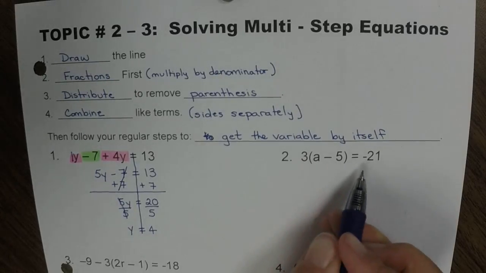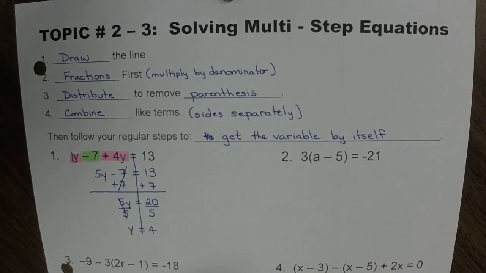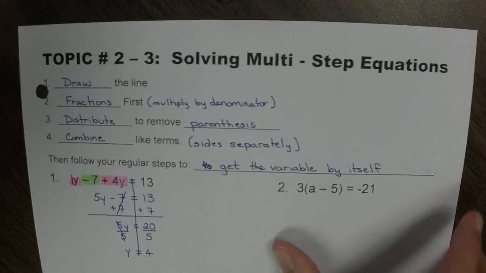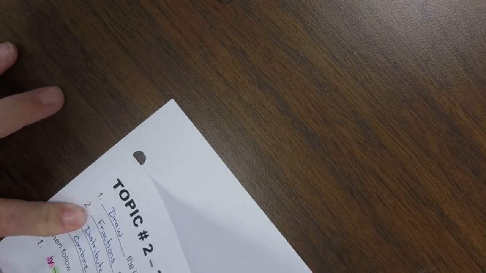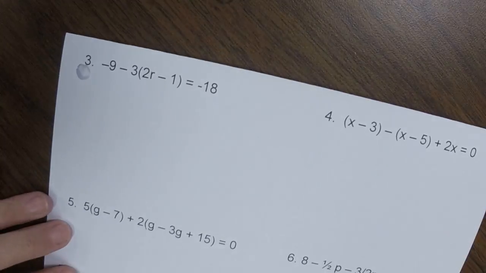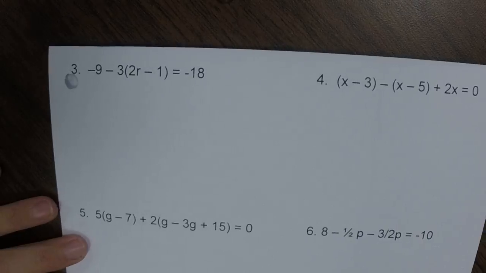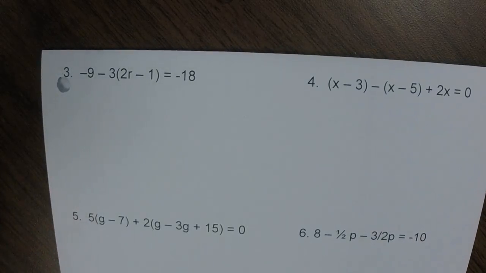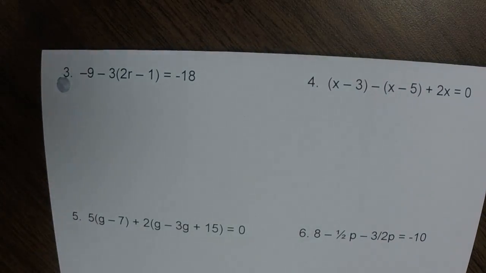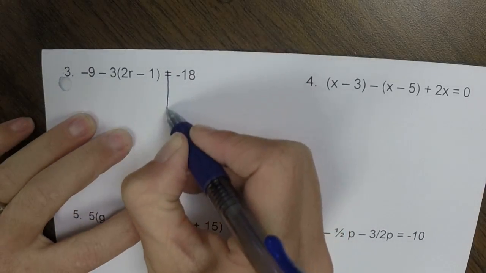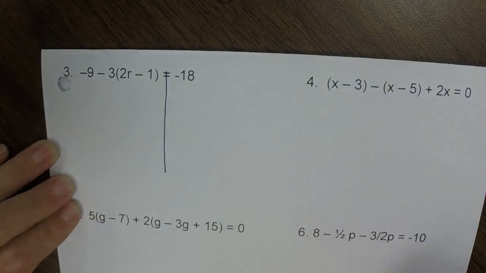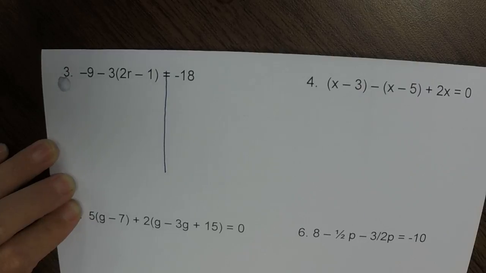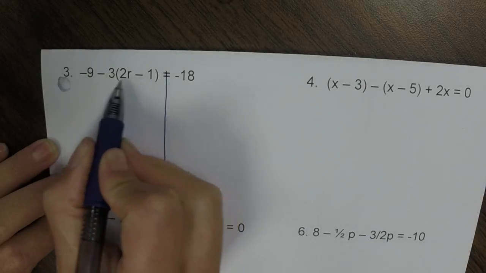So I'm going to leave number 2 for you to do. I'm going to jump down and do number 3. Once I've done number 3, you can go back up and do number 2. So number 3, remember our first step is to draw the line. Then we're supposed to look for fractions, which we don't have any. Then it says to distribute to remove parentheses. Well, I do have parentheses.